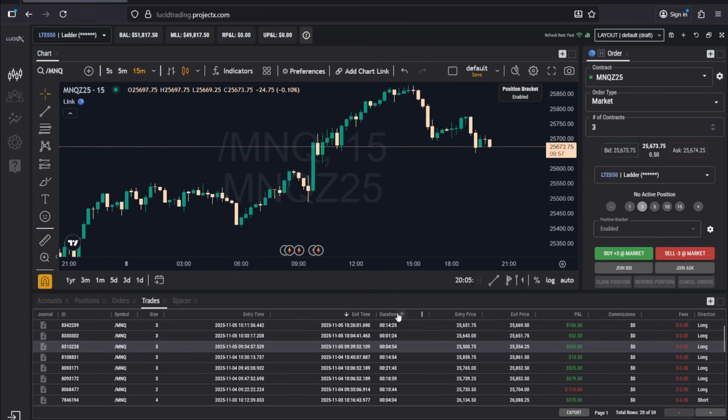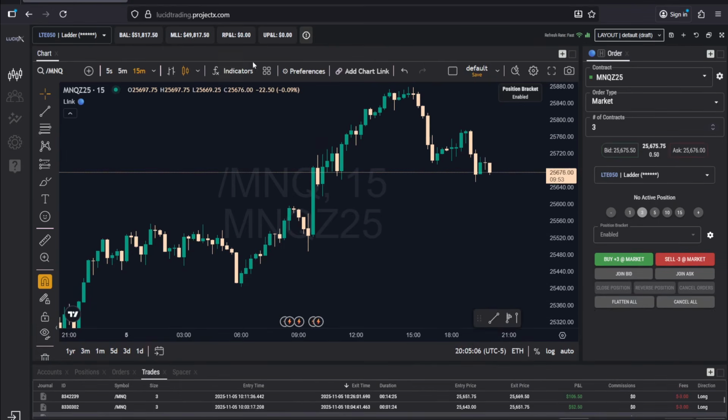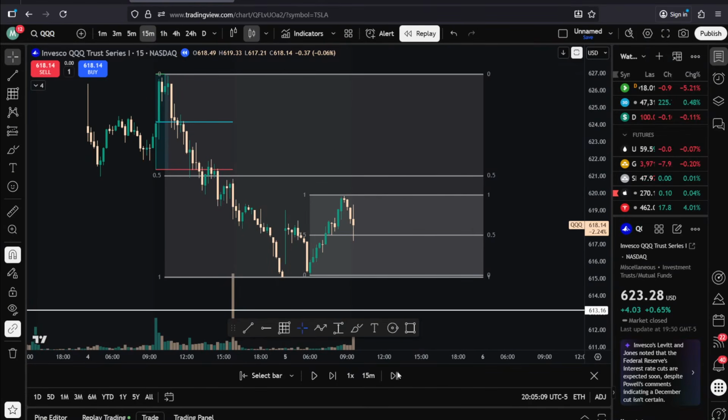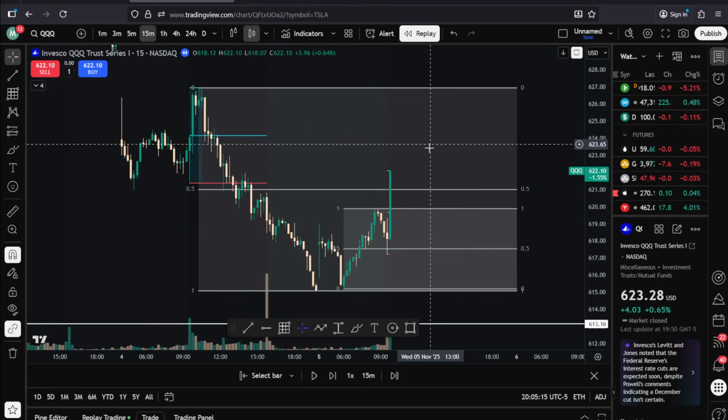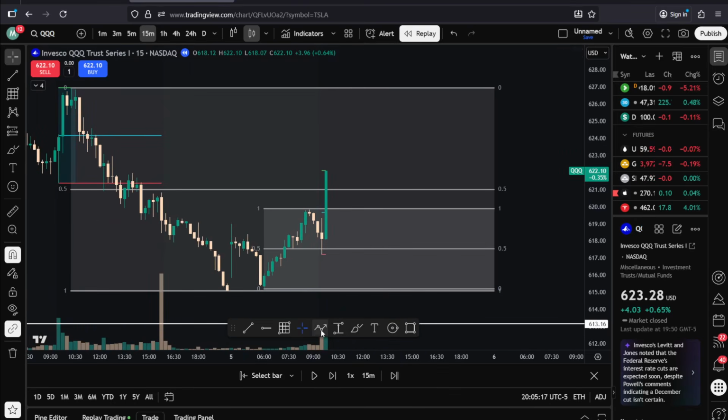The second trade that we had and what I was targeting was a retest of that previous day's 50. Going back over to the QQQ chart, and we'll go into replay mode here. There is our 9:45 candle. What I wanted was a retest back down.